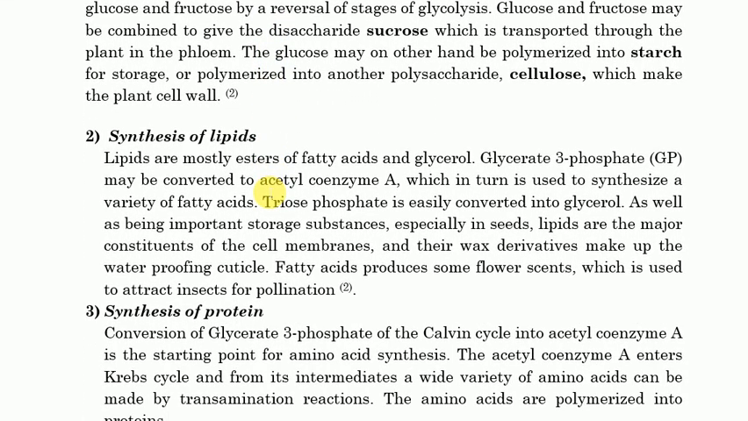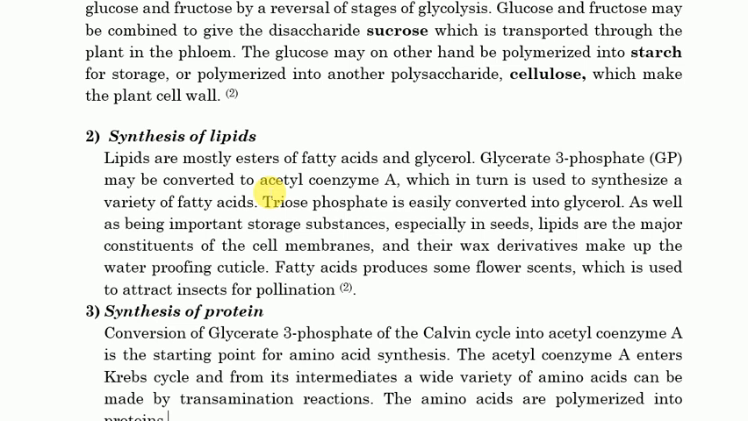Lipids are mostly esters of fatty acids and glycerol. So glycerate 3-phosphate, the first product of photosynthesis, may be converted to acetyl coenzyme A, which in turn is used to synthesize a variety of fatty acids. Triose phosphate is also easily converted into glycerol. So glycerate 3-phosphate is converted into fatty acids, and glycerate phosphate is converted into glycerol.